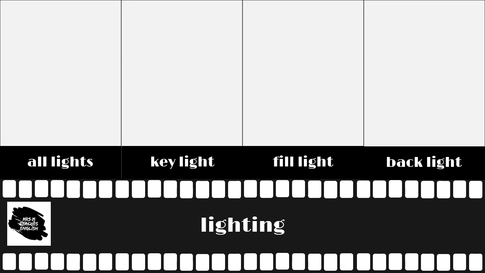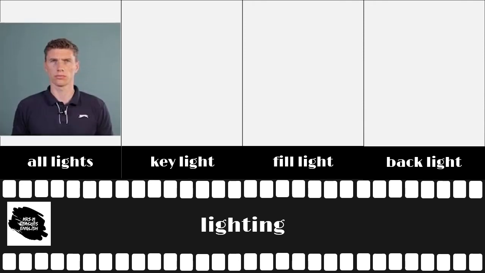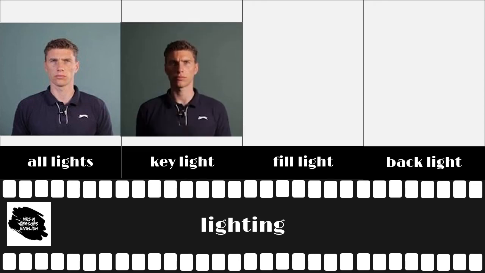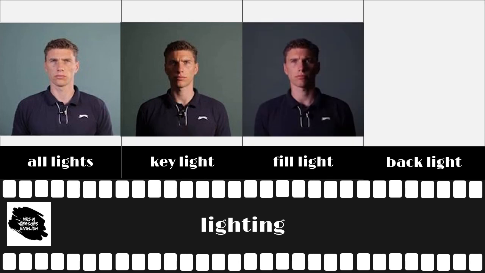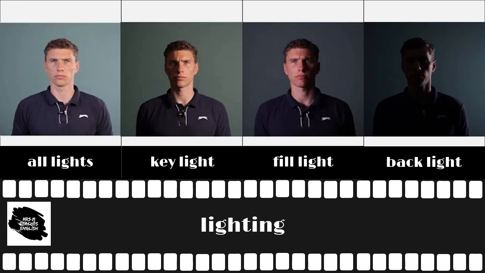To summarize, there are 4 main types of lighting used in filmmaking. When all lights are used, there's very little shadow. Key lighting is when the main source of light is from one side. Fill light will reduce the amount of shadowing created by the key light, and backlighting has the main source of light positioned behind the character, creating shadow in the front.